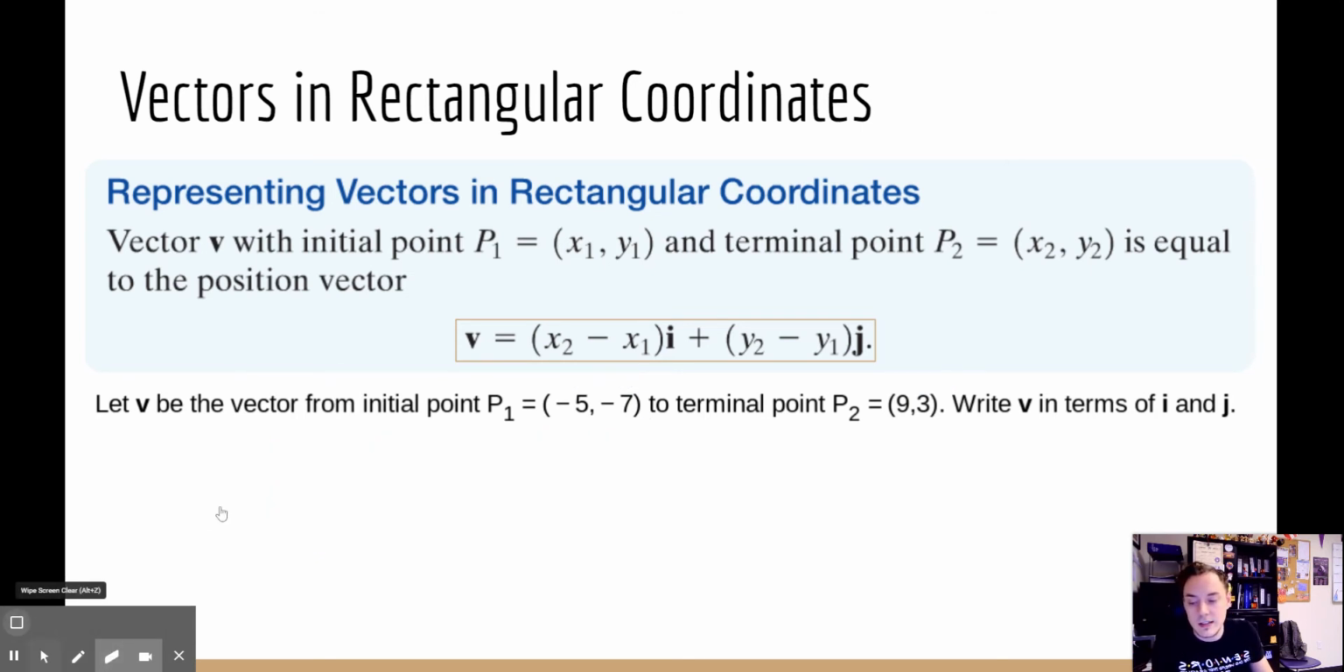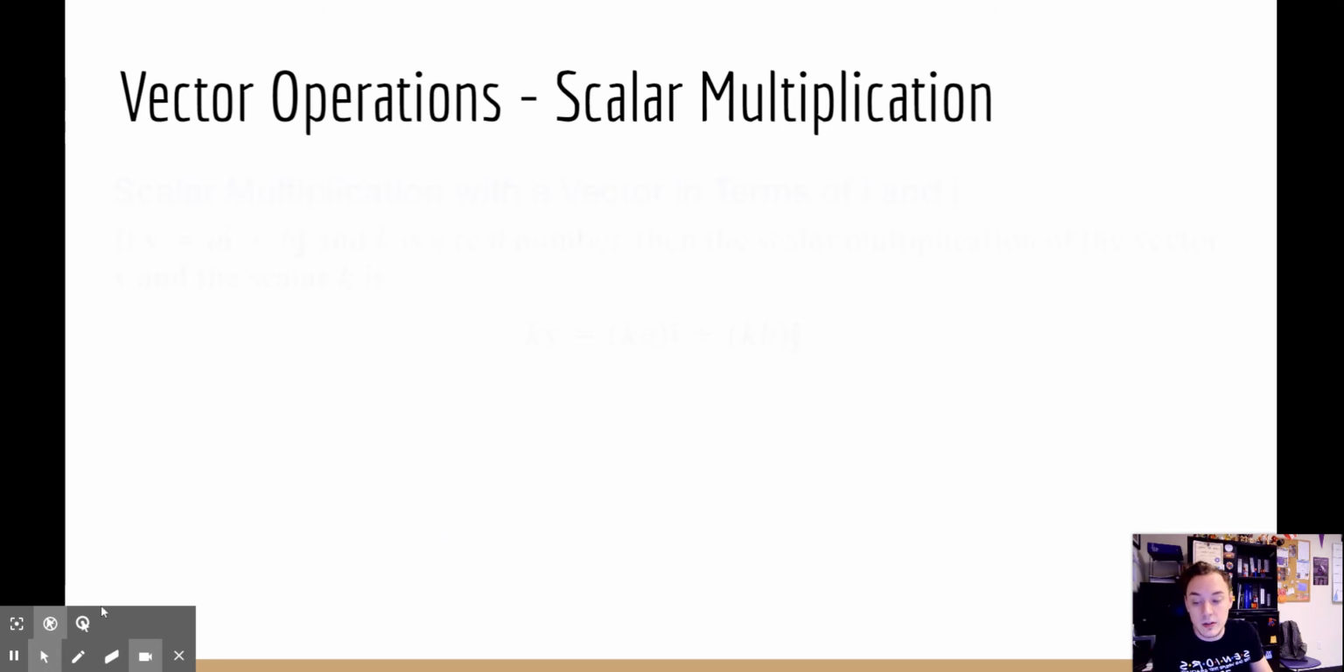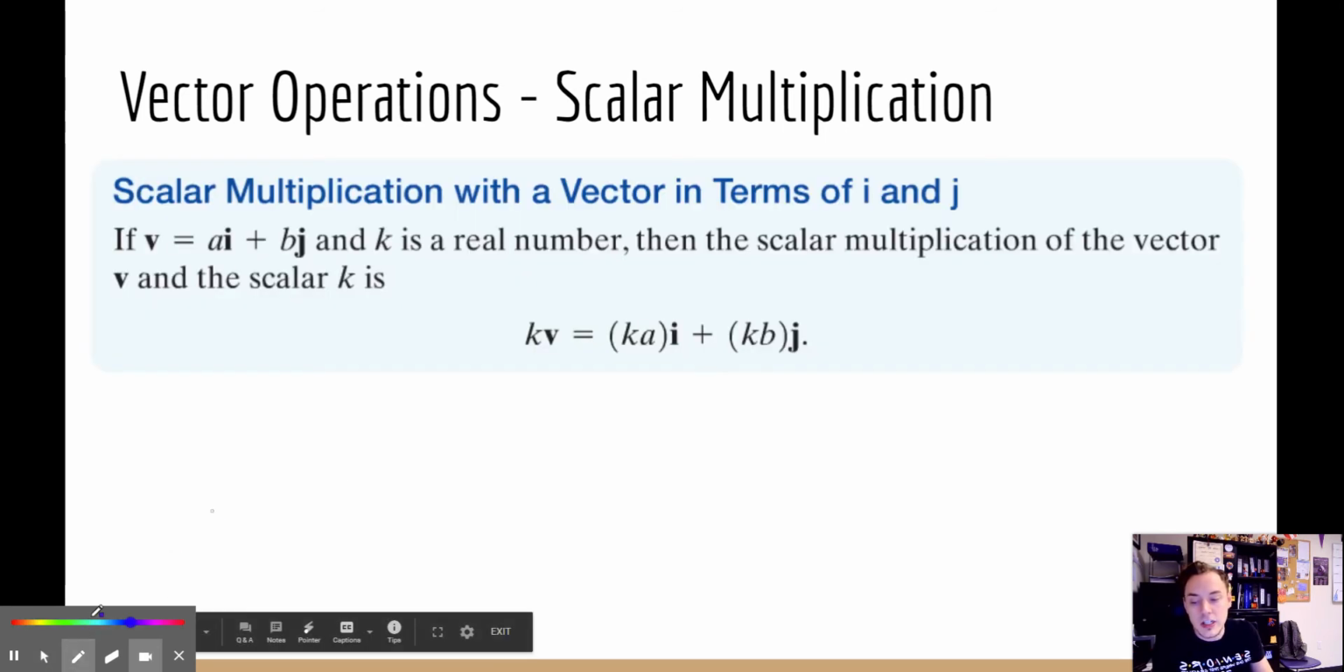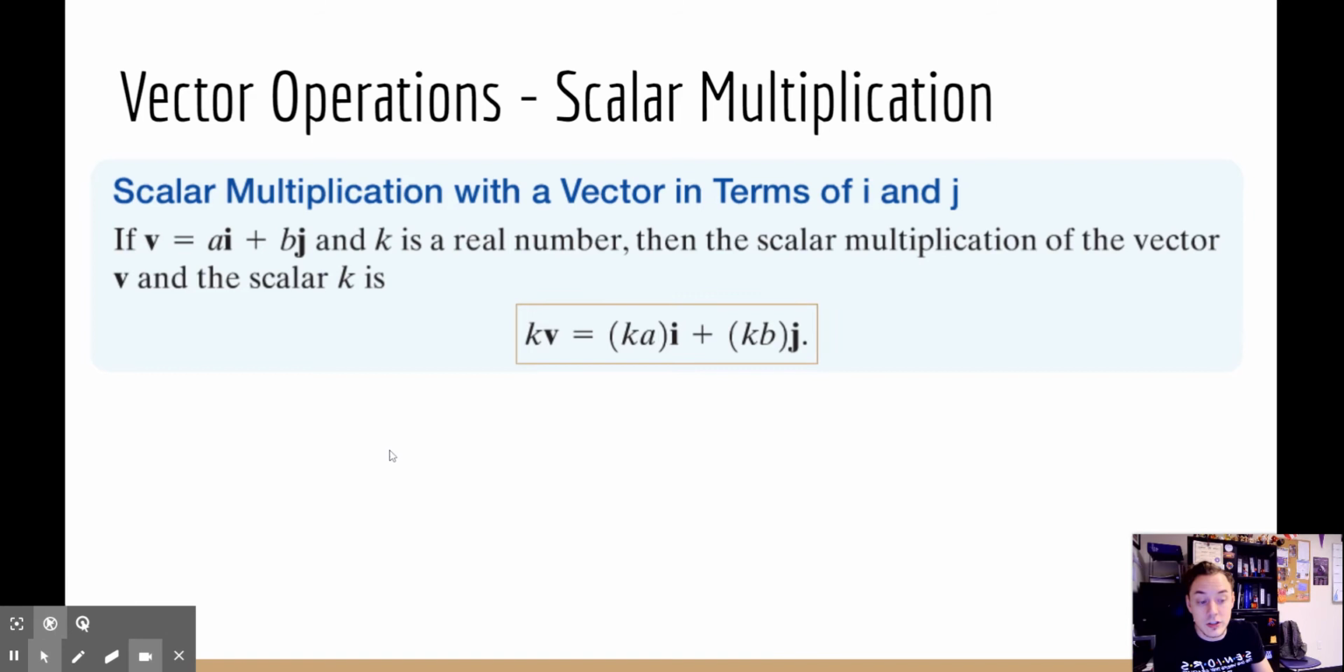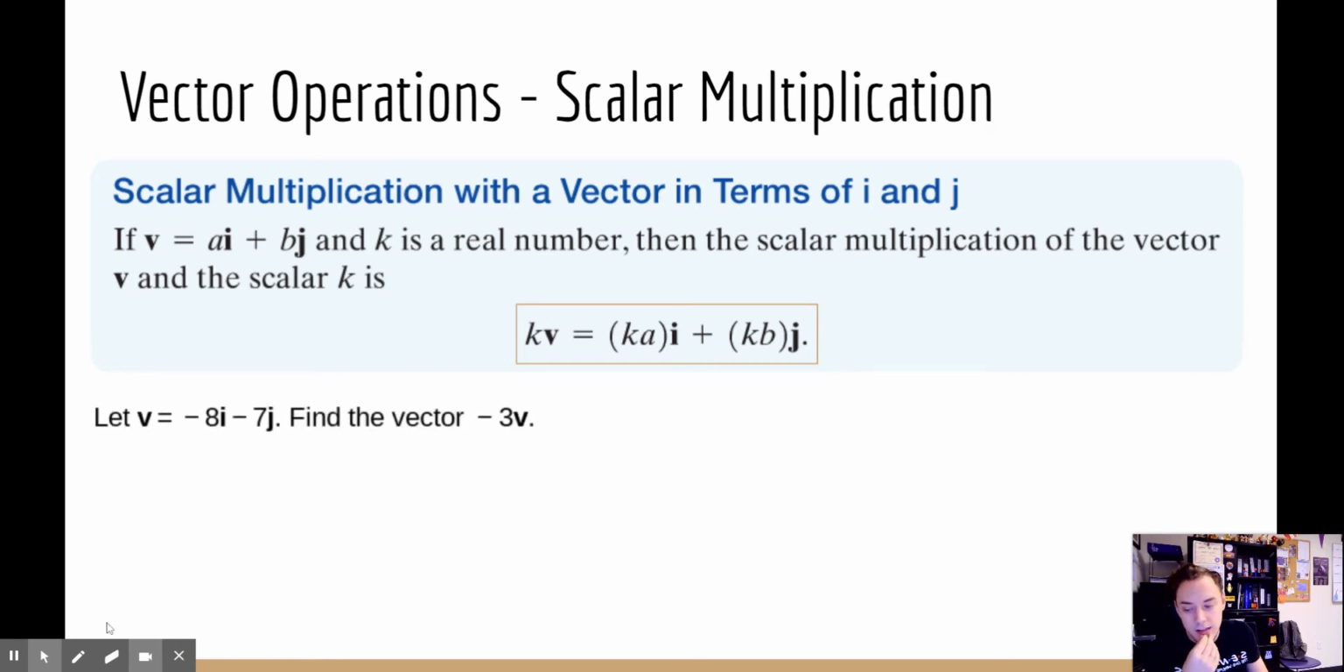So let me erase this and let's go to what we call scalar multiplication. Scalar multiplication is very simple. You're just multiplying it by some number. So if I have vector v equals ai plus bj, and k is what we call a real number, k is my scalar, then the scalar multiplication of the vector v and the scalar k is just as follows. So what will that look like?